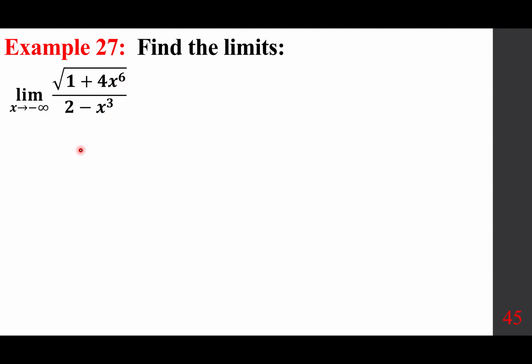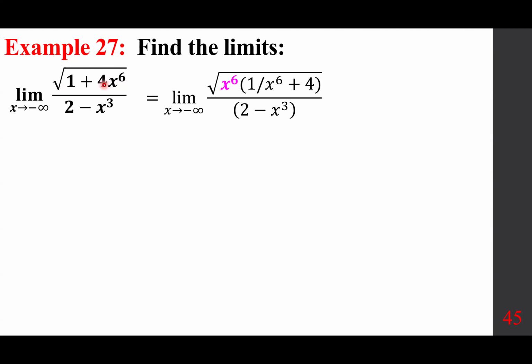Remember, when you have a rational function, you divide by the highest degree term in the denominator. This is not a rational function because the numerator has a square root, but we're going to treat it like that. And there are different techniques. For example, inside I can take out the x to the power of 6. When I take x to the power of 6 out from the inside, this becomes 1 over x to the power of 6. This becomes 4. And I can bring this out.